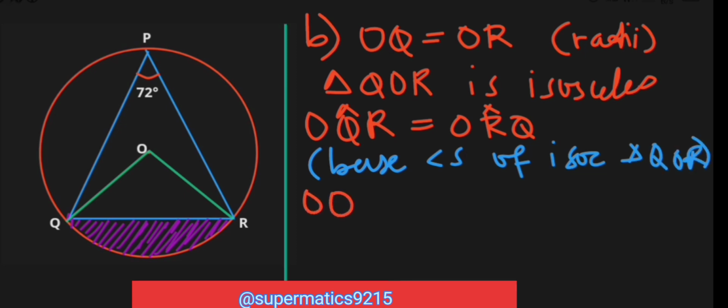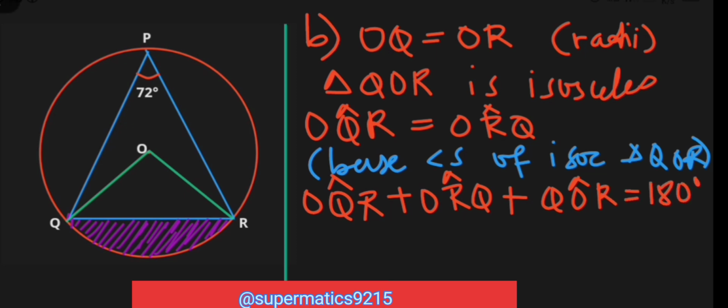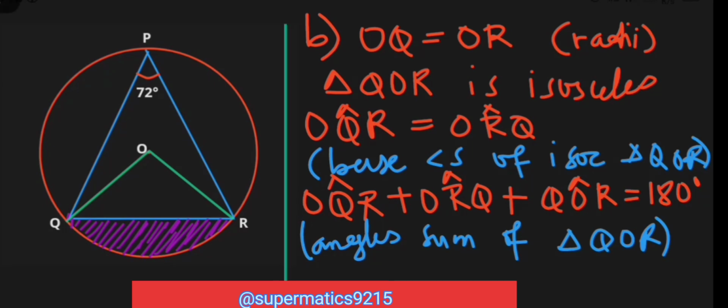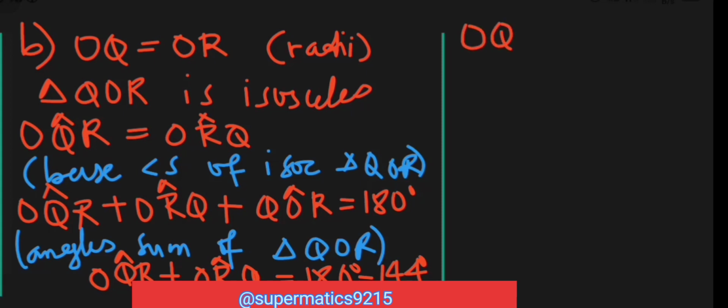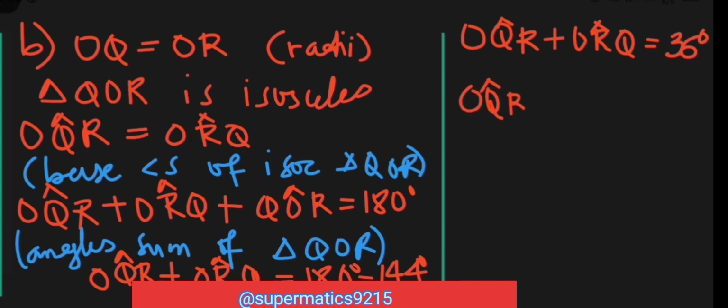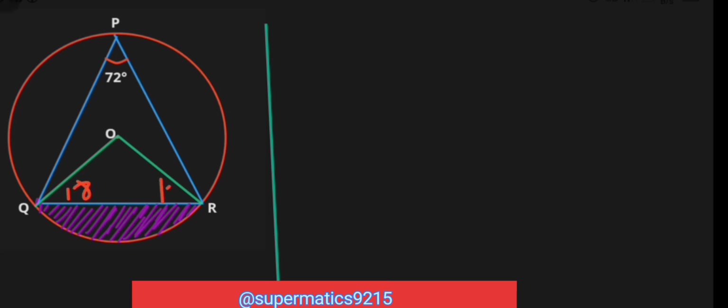We also know that the sum of OQR, ORQ and QOR must be equal to 180 degrees, being the angle sum of a triangle. With QOR being 144, it follows that OQR added to ORQ must be equal to 180 minus 144 degrees. Therefore, the sum of OQR and ORQ must give 36 degrees. Because the two angles are equal, OQR is equal to ORQ, which is 36 degrees divided by 2, and each of the angles is 18 degrees.